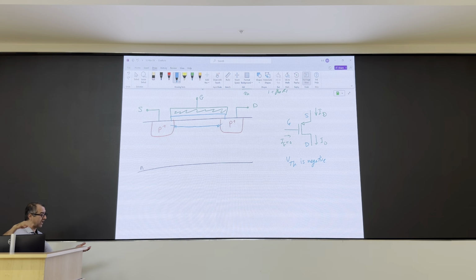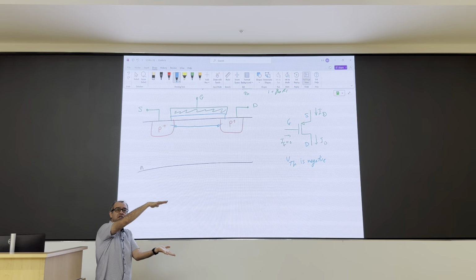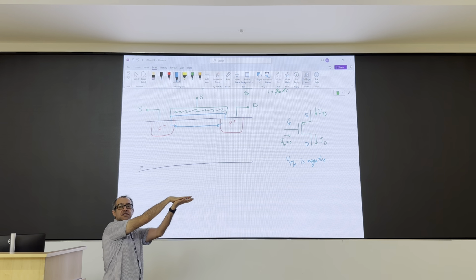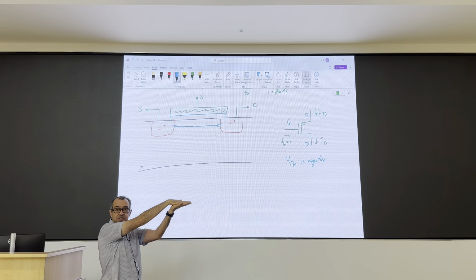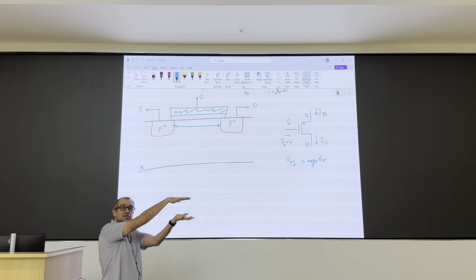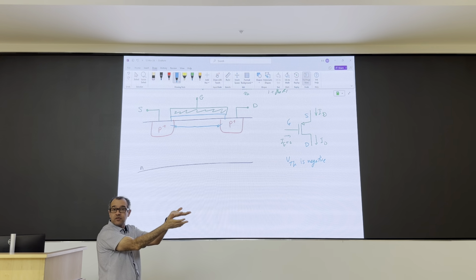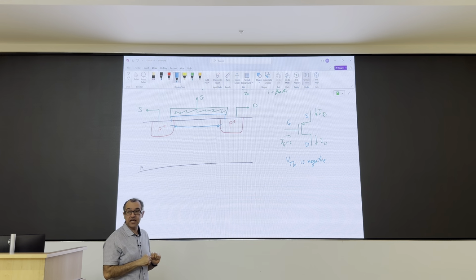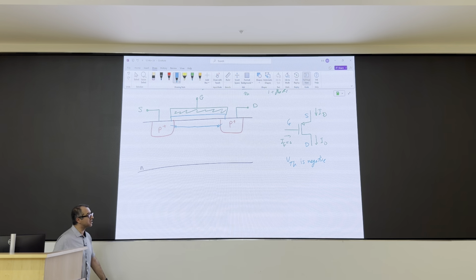Because in an NMOS, you wanted to bring electrons to the surface. You apply the positive voltage. Now you want to bring holes to the surface. You need to apply a negative voltage. To create that channel, you need a negative voltage, a minimum negative voltage. That is your threshold. But all those stories still apply.